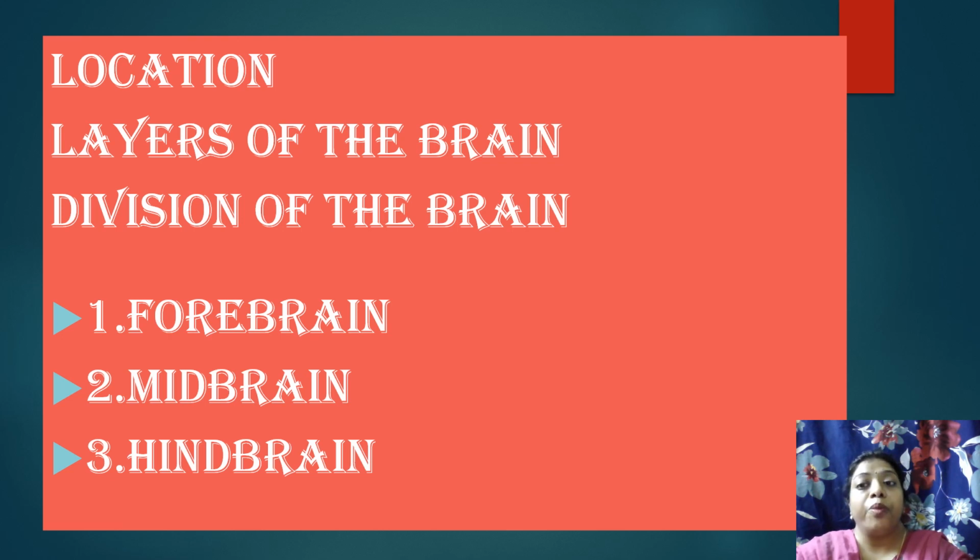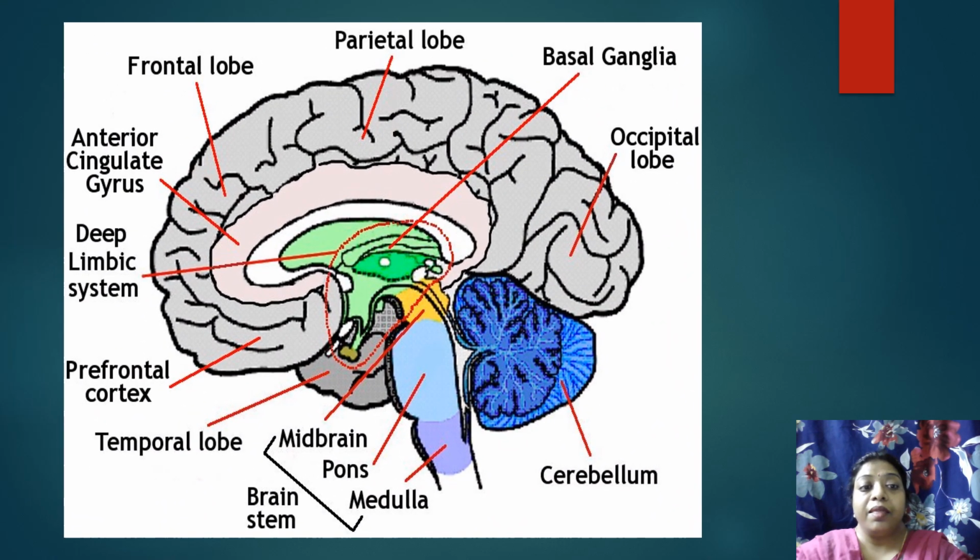What is this forebrain? As you can see in the picture here, the forebrain is divided into the cerebrum and diencephalon. The cerebrum is again divided under 2 heads. The one will be the cerebral cortex and the cerebral medulla. Of course, the cerebrum is the seat of intelligence. If you and I are so intellectual, that is because of the cerebrum.